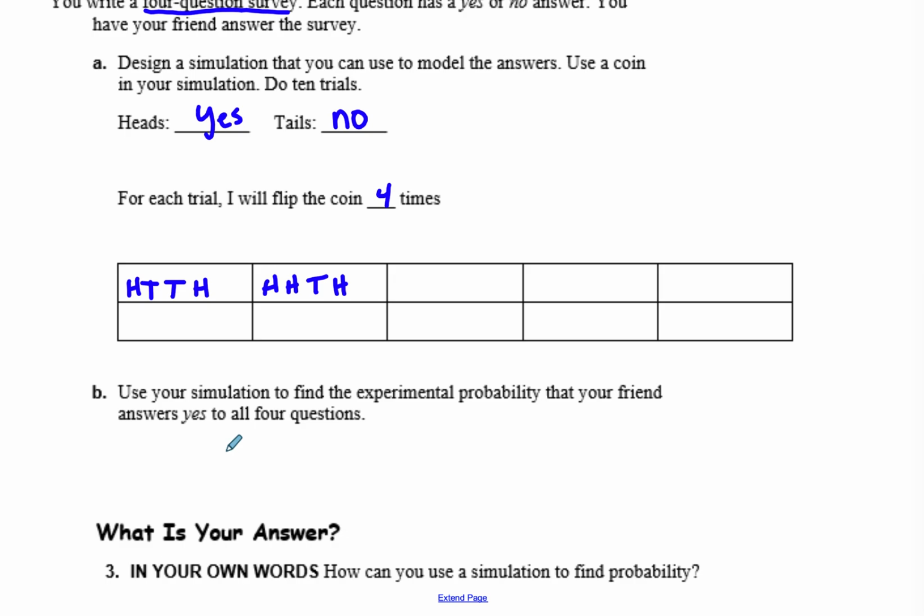Okay, so I'm going to just do a couple more. Again, you're not writing mine. You should have yours written down. If you don't have yours down yet, then go ahead and do them.